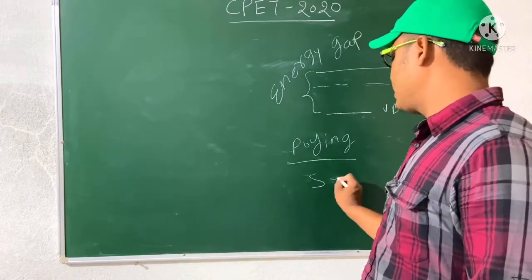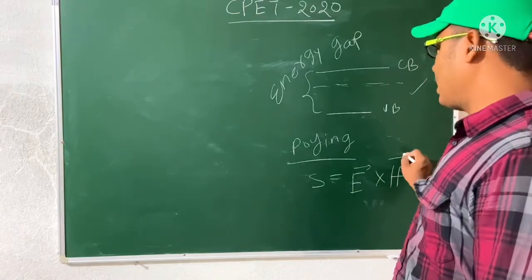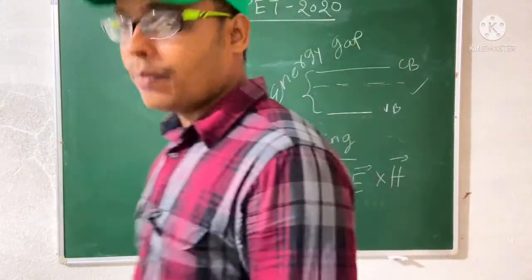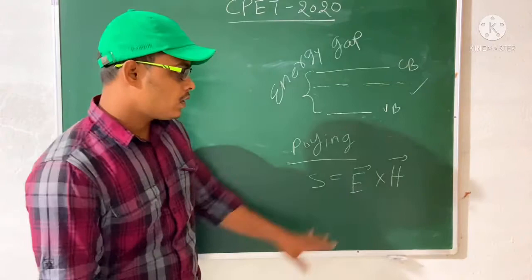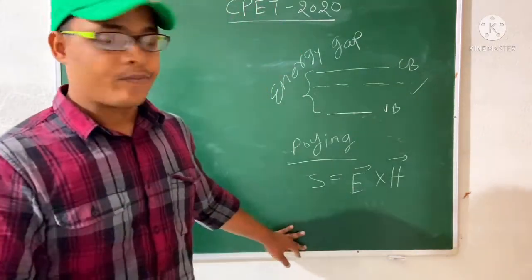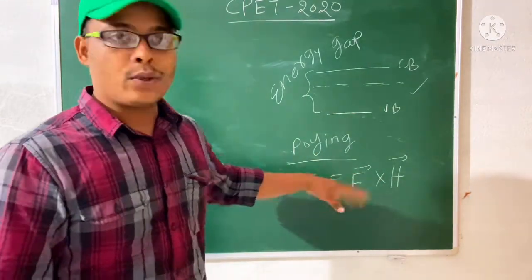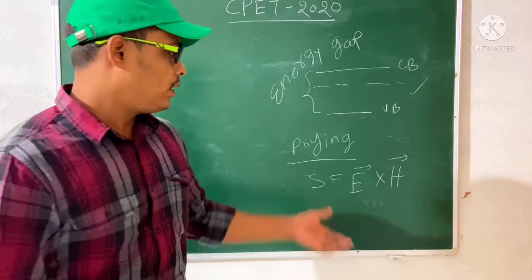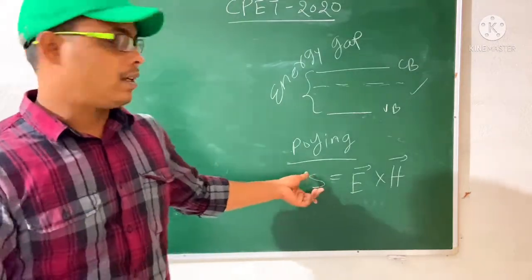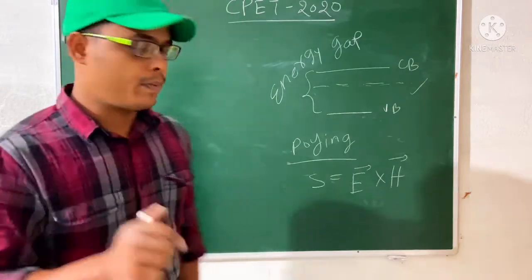Directly we know this is S equal to E cross H. This is a direct formula. What is the formula for the Poynting vector? S equal to E cross H, that is your option A. This Poynting vector appears if you solve for the electromagnetic energy loss; in that equation we have this Poynting vector. In this topic I am telling you two more important things.